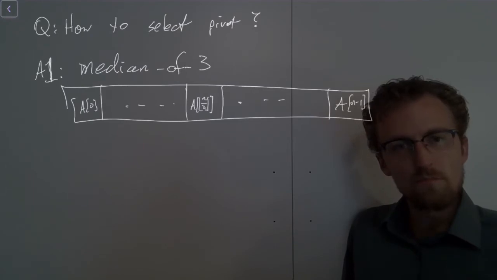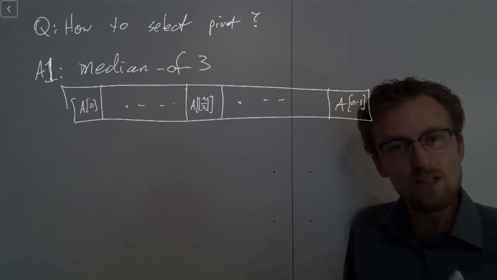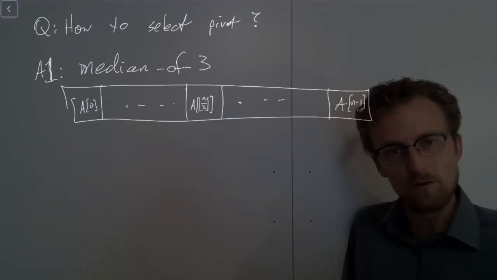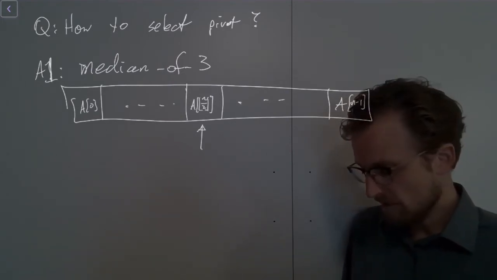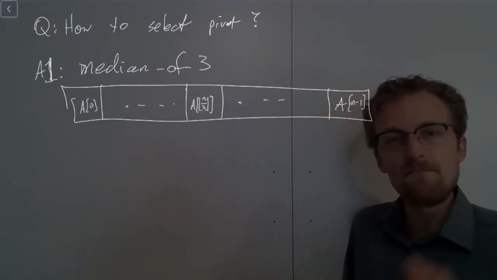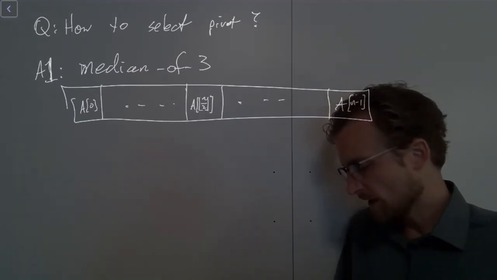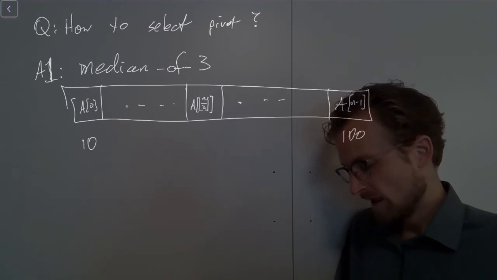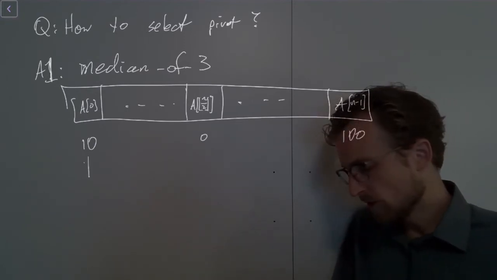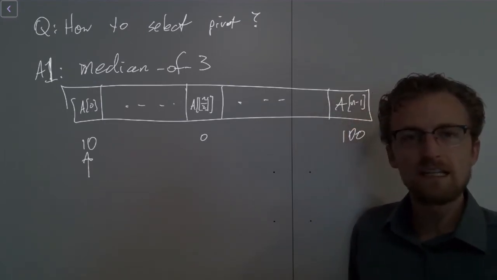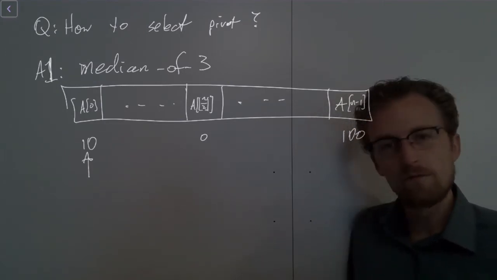And so the middle one, and I don't mean in terms of its index, I mean the one that has the value that is in the middle. So maybe this one's 10, maybe this one's 100, and maybe this one's 0. What would we choose? Well, we would choose this one. We would choose the median value of these 3 things.